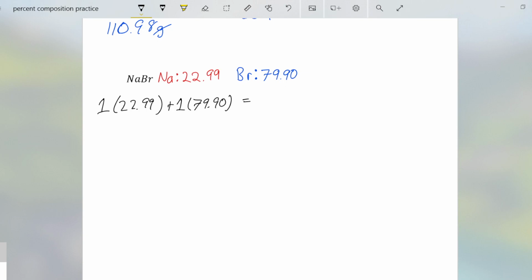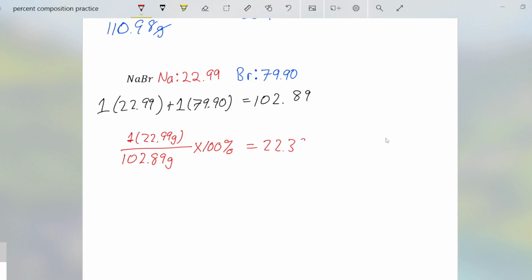So if I want to calculate my percent composition for sodium, I would take the number of sodium atoms in the molecule, that is 1, and multiply it by the mass of 22.99 grams, and then divide that by the total molar mass, which I forgot to calculate. If I add these two numbers together, I get a molar mass of 102.89. Now to calculate sodium's contribution, I divide by that 102.89 grams, and I multiply by 100%, and my answer is somewhere around 22.3%.